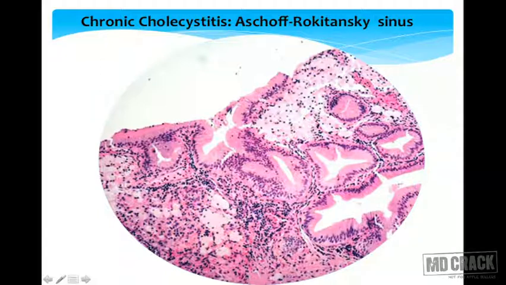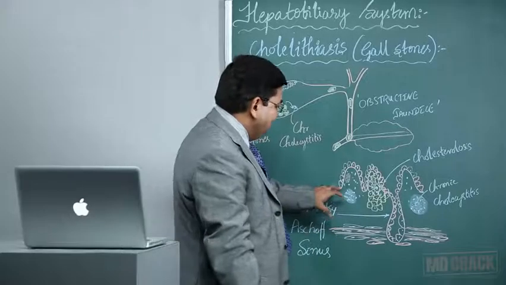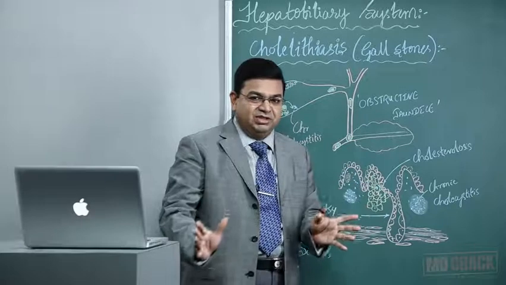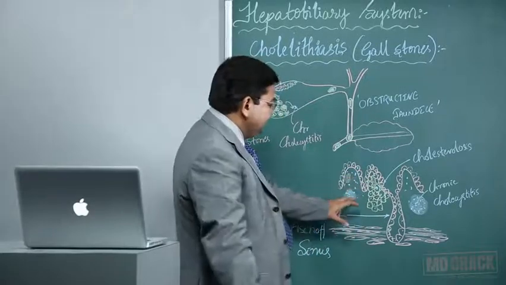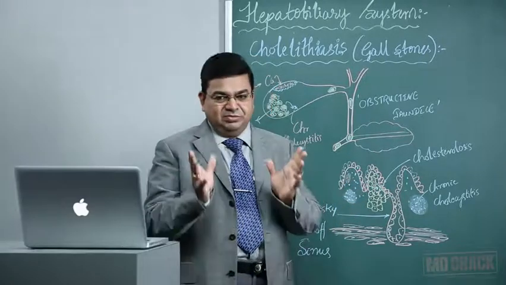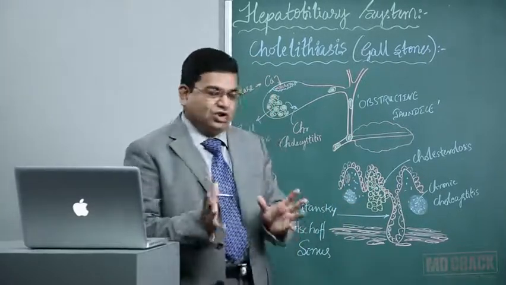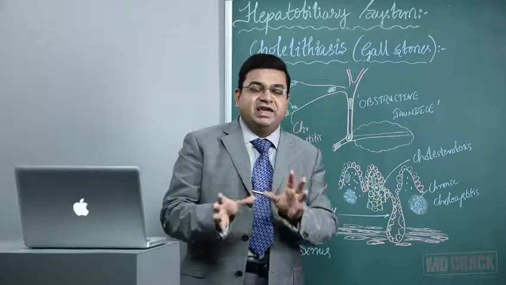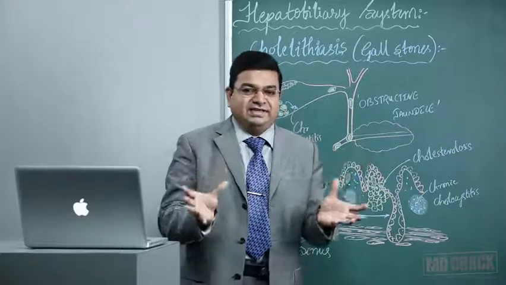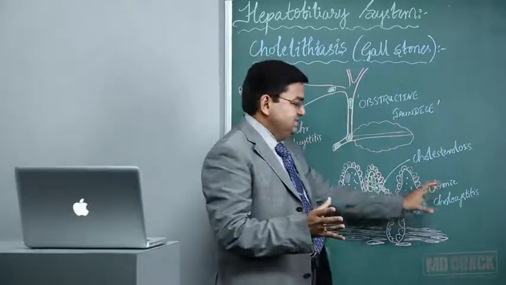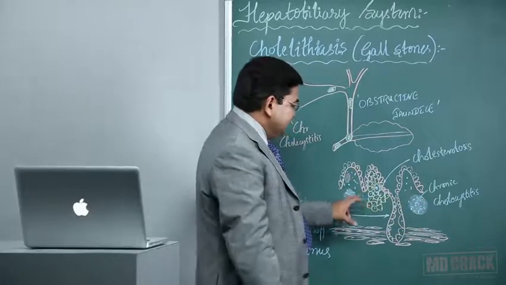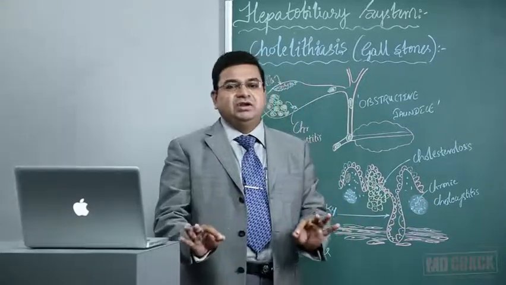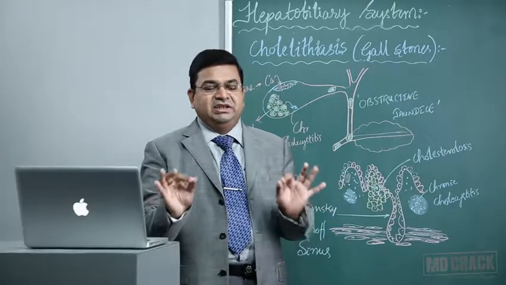If more and more foamy macrophages get accumulated like this, then we call it cholesterolosis. Have a look at this diagram. Usually what we see is the epithelium, and a focal area of ulceration can be there in the epithelium. Dense deposition of lymphocytes and plasma cells will be there in chronic cholecystitis. Sometimes the chronic inflammation is so intense that lymphoid follicles, even with germinal centers, can be formed. So inflammatory cells will be there in the subepithelial area. Don't use the word submucosa, there is no submucosa in the gallbladder.